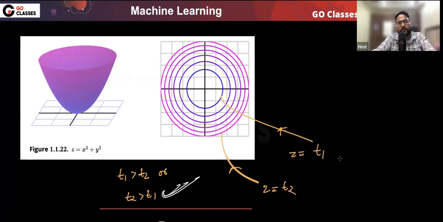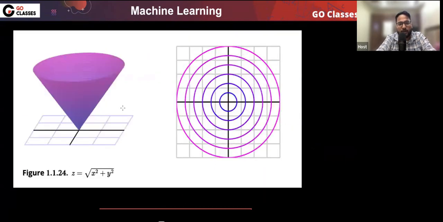Okay, great. Now let's just see this. In this case, suppose I'm getting these kinds of contours, which is also fine. Let's suppose this is again k1 and this is k2. Which one is greater?